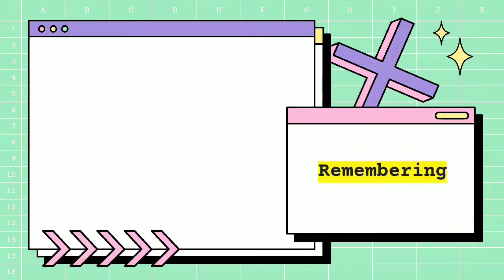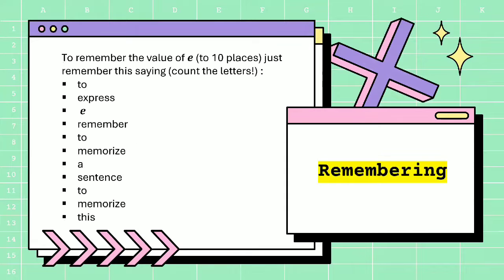Next is about how to remember the value of e. To remember the value of e to 10 places, just remember the saying. You can count the letters and you can remember the value of e. The letters are used to express e. Remember to memorize a sentence to memorize this.